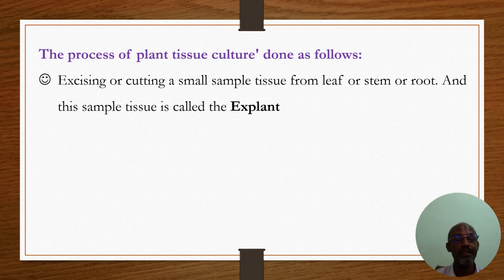First, excise or cut a small sample tissue from a leaf, stem, or root, any part. Just remove a small sample tissue from any part of the plant, and this sample tissue is known as an explant. They call it the sample. You can cut part of the leaf and prepare a group of cells, tissues for your tissue culturing. Therefore, that's known as explant. Explant can be taken from the leaf, the stem, the root, any part if you like.